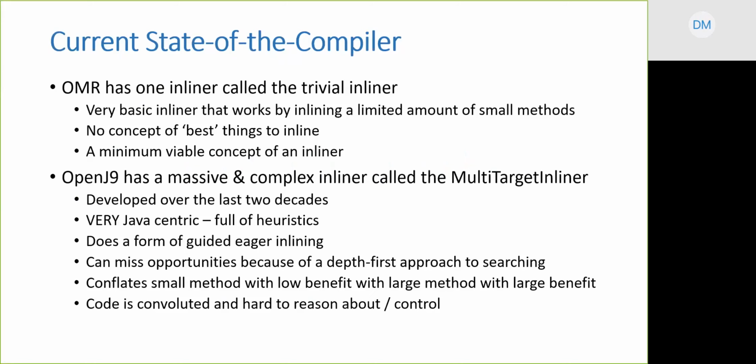It has a single metric that it uses to judge the worthiness of inlining something, and that means it can conflate a small method with a low benefit and a large method with a large benefit, because the division will result in the same answer. And you don't have a good way of choosing between them. The code is also relatively convoluted because of all the development that's happened over time, and it's a bit hard to reason about and control the inlining in some circumstances. So obviously this is not ideal for the OMR project.